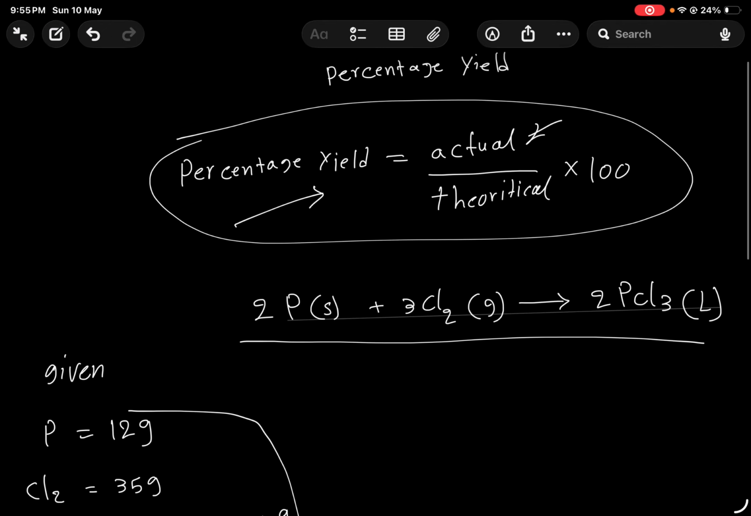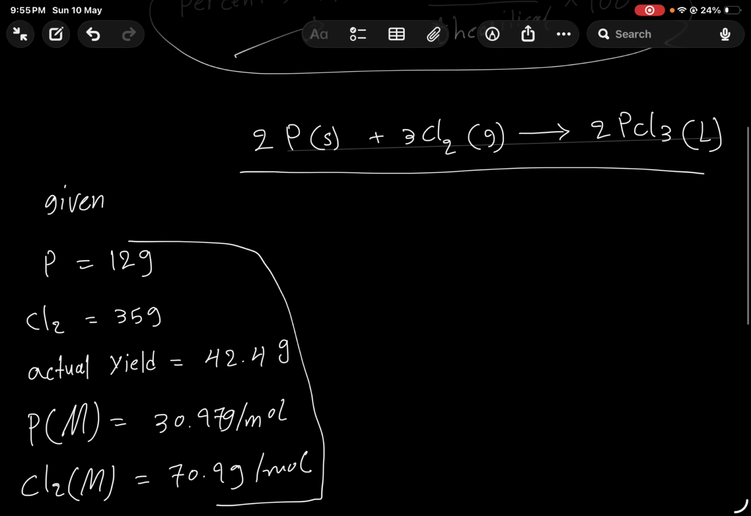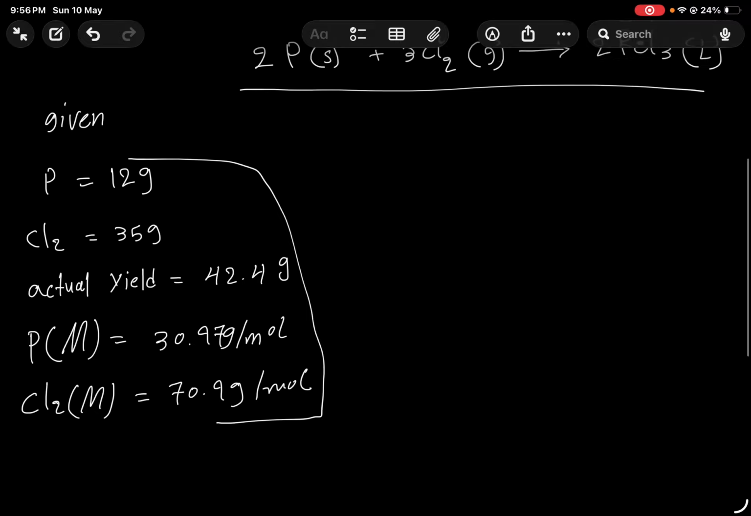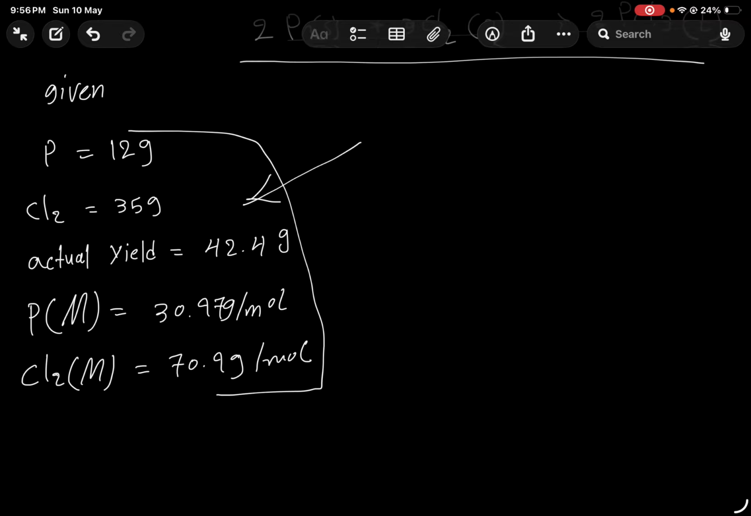To understand this better, we need to use an example. Let's say that we have an example given in the form of a reaction: 2P plus 3Cl2 makes 2PCl3. This is a reaction given to us, and these are the other information that will be given to us. The mass of P is equal to 12 grams, Cl2 is 35 grams, and the actual yield is given as 42.4 grams.